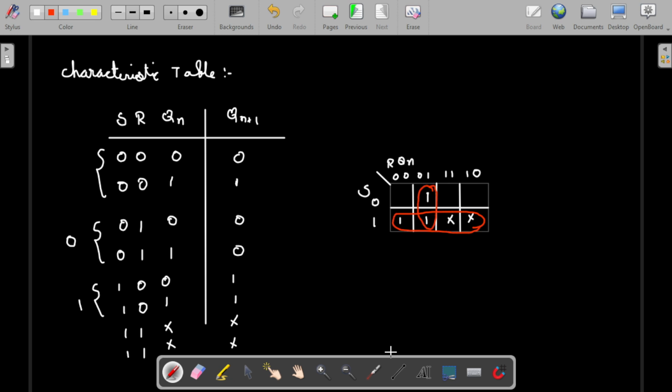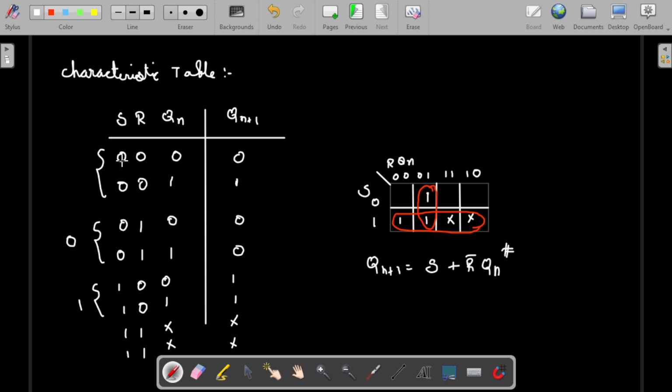Let me map these 4 elements and these 2 elements. So if we derive the characteristic equation for this, Qn plus 1 is equal to S plus R bar Qn. This is one of the very important equations, guys. The SR flip-flop's characteristic equation is this one.